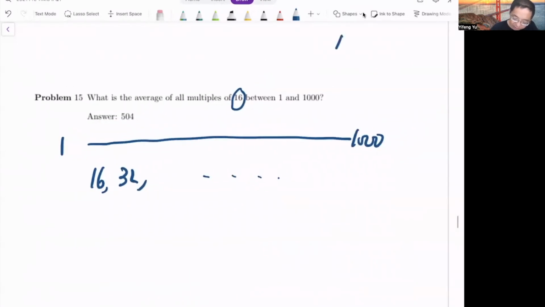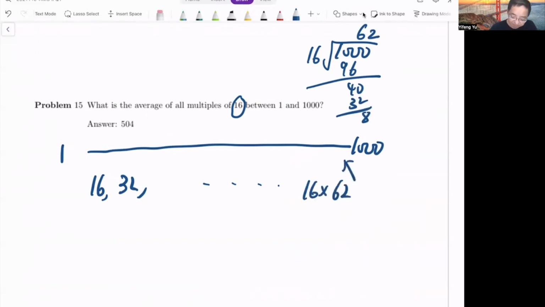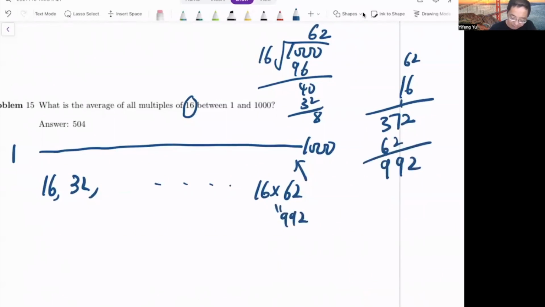To find the last one, we do the division, right? So we say, okay, 1,000 divided by 16. This should be 62, and the remainder is 8. So the last one will be 16 times 62, the last one before 1,000. Let's calculate it out. 16 times 62 is 992, right? So this is just 992.